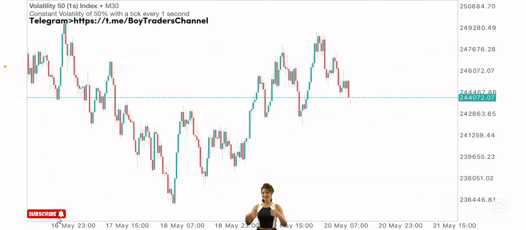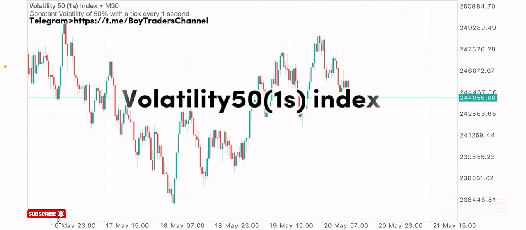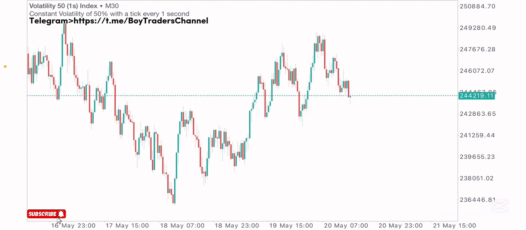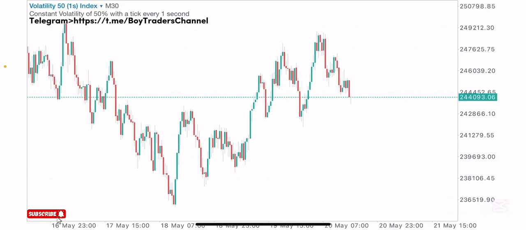So there is an interesting market situation on the Volatility 51S index, which I would want us to have a look at in today's video. We would be doing a top-down analysis on this index, analyzing from a higher time frame down to a lower time frame, spotting out this trade opportunity.